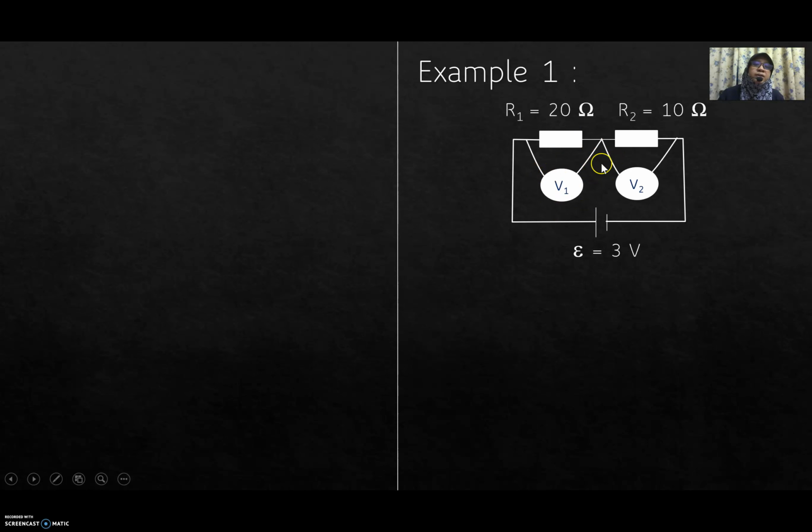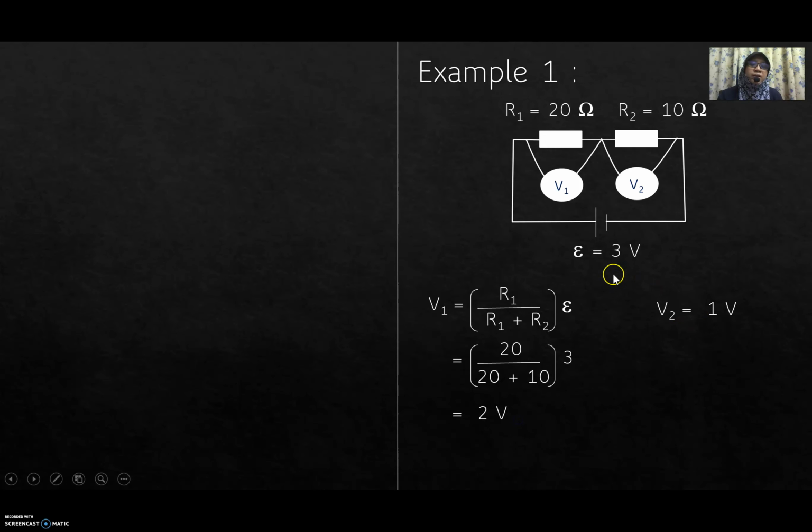Let's say in this question, R1 is 20 ohm, R2 is 10 ohm, and the EMF is 3 volts. What is V1? Without calculating the current, we can straight away use the ratio of resistance to get V1. In this case, for V1 we must use R1. So 20 per 20 plus 10 times the EMF of 3 volts, and you get 2 volts. V2 is 1 volt because the total must not exceed the EMF of 3 volts. So 2 plus 1 is 3.